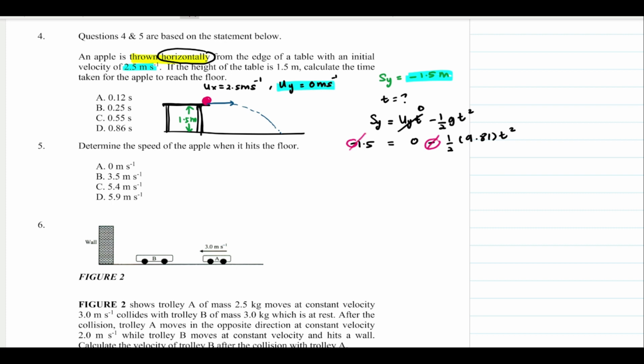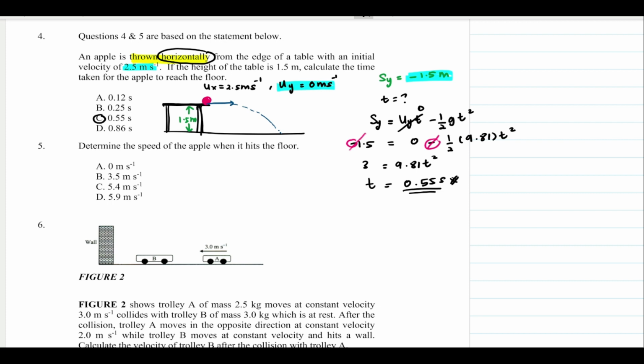So now you can see here we have negative sign, so we can cancel out negative. Okay, sebab depan tu 0 tadi kan. Therefore, okay, you can calculate here that here is 9.81 T squared. So T is equal to plus minus. So time tak akan ada negative. So plus minus 0.55. So the answer is positive 0.55 seconds. Okay, so the answer is C. Boleh? And then question number 5, you want to determine the speed of the apple when it hits the floor.